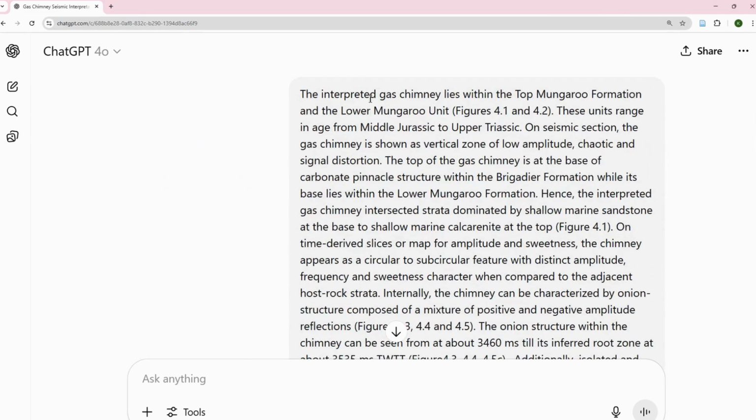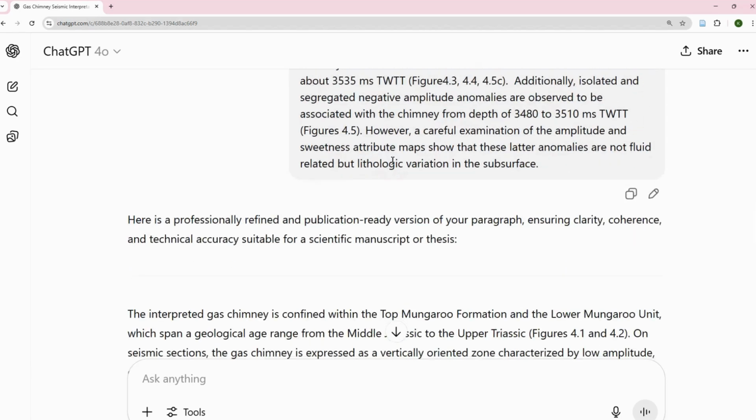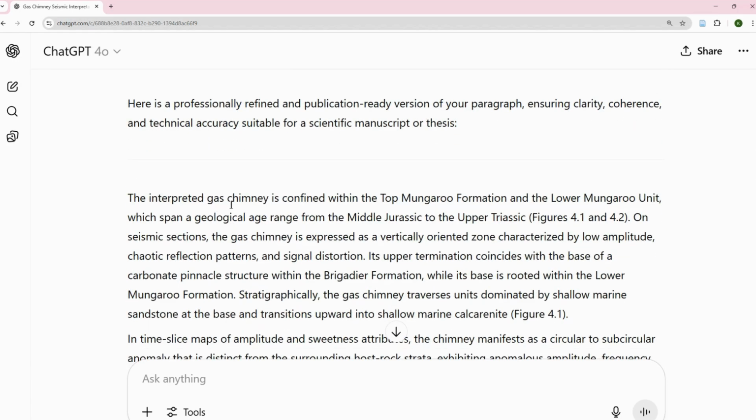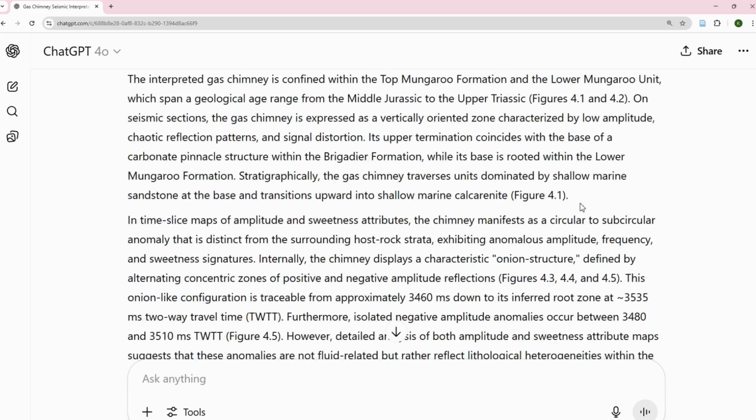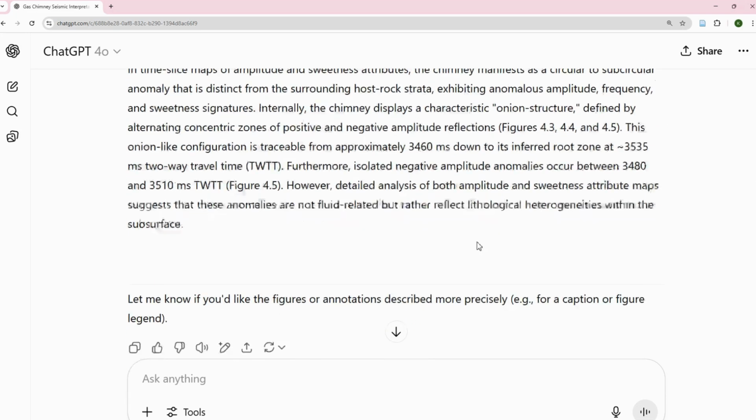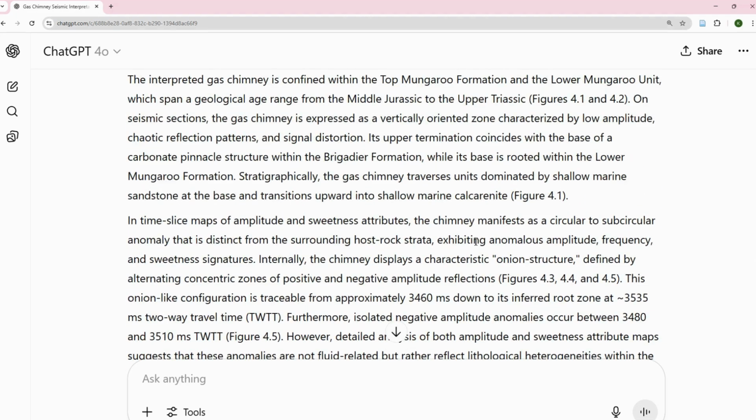So if you start with the interpreted gas chimney lies within the top Mungaro formation and the lower Mungaro unit. See what it has written here. The interpreted gas chimney is confined within the top Mungaro formation and the lower Mungaro unit, which span a geological age range from the middle Jurassic to the upper Jurassic, and did a proper text citation. Okay, this is fine, but I'm not happy with that. I still want to probe it further.